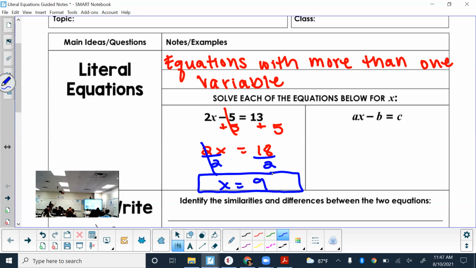For our literal equations, still the same steps. You still want to get rid of what is farther away from the x. So am I getting rid of the a or the b? No, X, think about it. Anyone else care to guess? All of it.